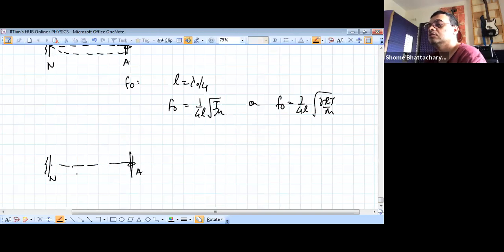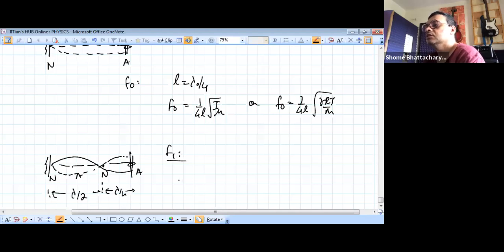I have another antinode pair. So the string will be vibrating such that its shape is always between these two. So in this case, this distance is lambda by 2 and this is lambda by 4. So in the first overtone case, this L becomes lambda 1 by 2 plus lambda 1 by 4. So it is becoming 3 lambda 1 by 4. So you can see that lambda 1 is becoming 4L by 3.